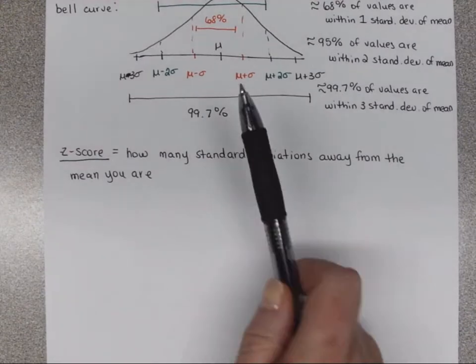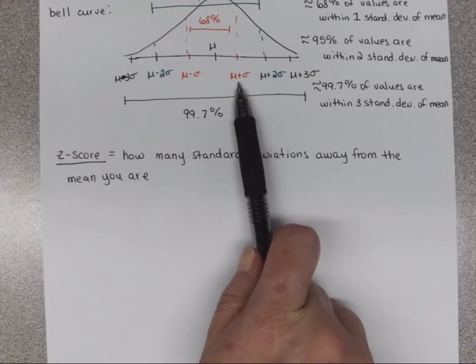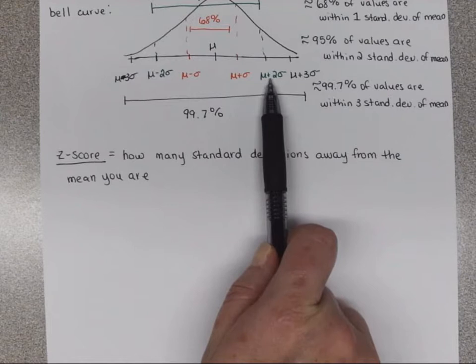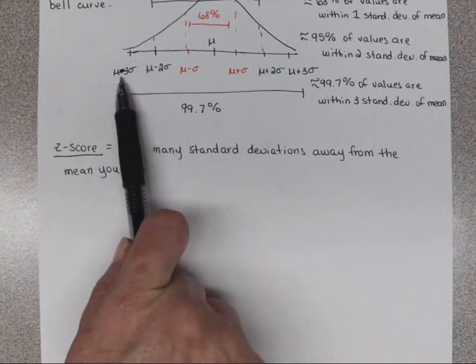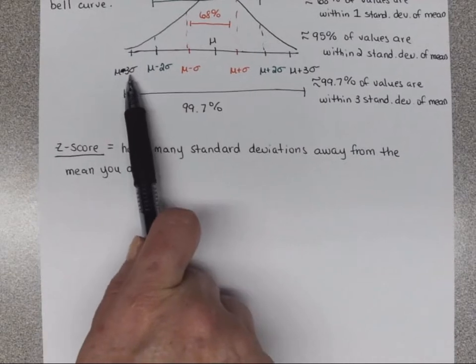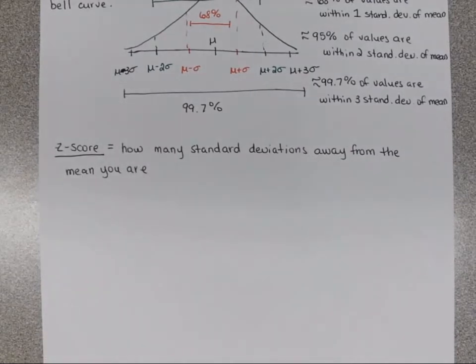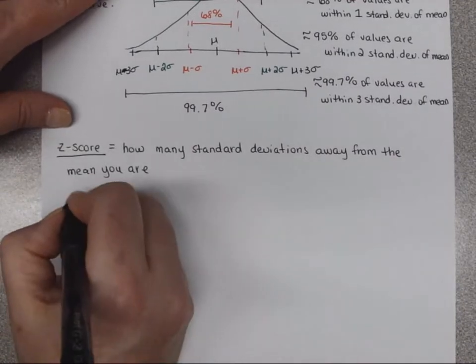So the z-score here would be 1 because we're out 1 standard deviation. The z-score here would be 2 because we're out 2 standard deviations. The z-score here would be 3. The z-scores here would be -1, -2, and -3 because we're respectively out 1, 2, and 3 standard deviations from the mean.